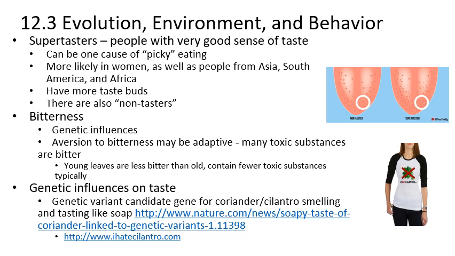Bitterness specifically has very strong genetic influences. An aversion to bitterness may be adaptive, actually. There are many toxic substances that are bitter. For example, young leaves are less bitter than old leaves, and old leaves contain more toxic substances.